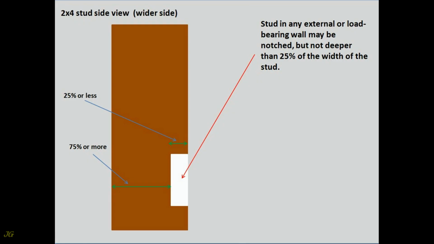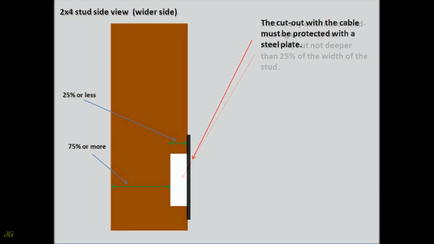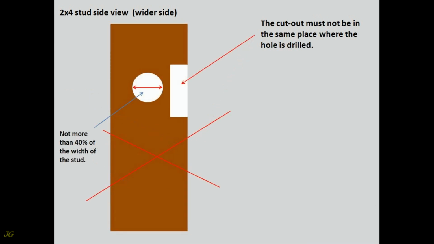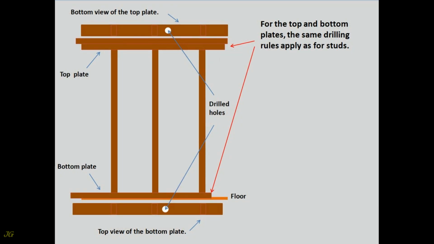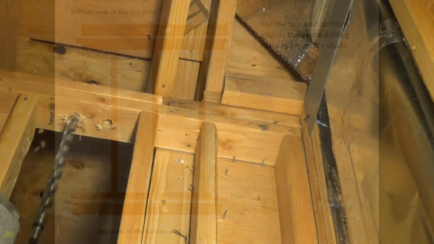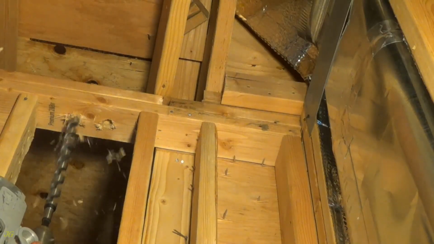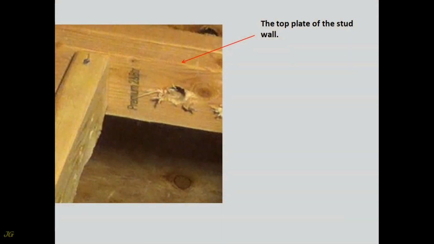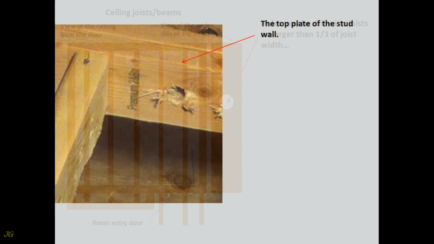Stud in any external or load-bearing wall may be notched, but not deeper than 25% of the width of the stud. The cutout with the cable must be protected with a steel plate. The cutout must not be in the same place where the hole is drilled. For the top and bottom plates, the same drilling rules apply as for studs. The top plate of the stud wall.